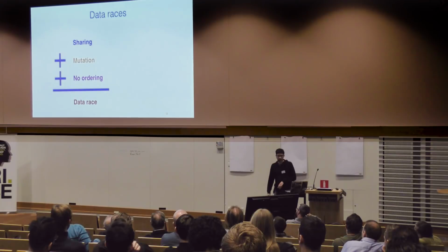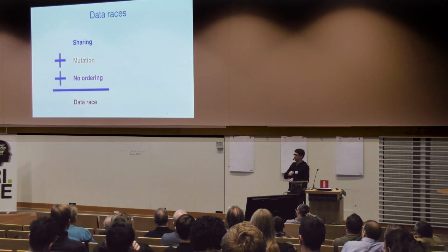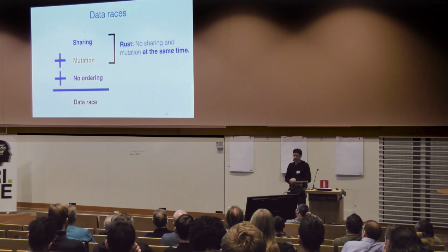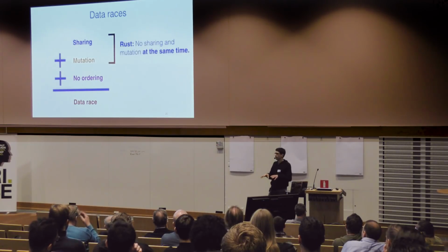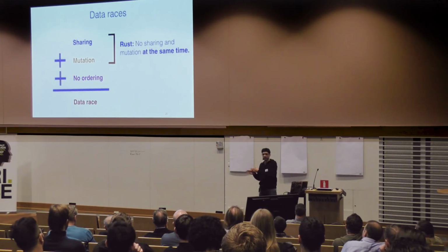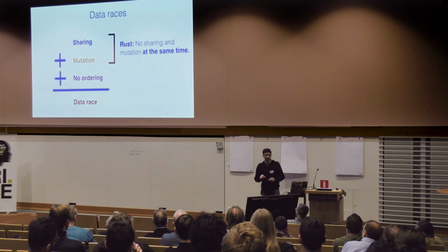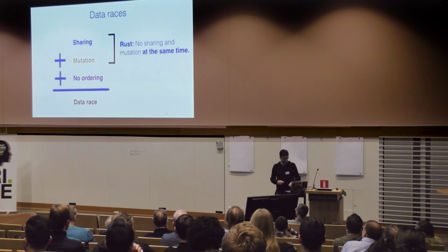So what we try in Rust is a slightly different approach. Instead of just taking one of these ingredients all the way out, we say we're not going to allow you to have sharing and mutation at the same time, right? It's okay to be mutating as long as there's only one reference to the data. And it's okay to be sharing as long as nobody's changing it. The problem is when you have more than one reference and those references are being changed. That's when you get surprises.